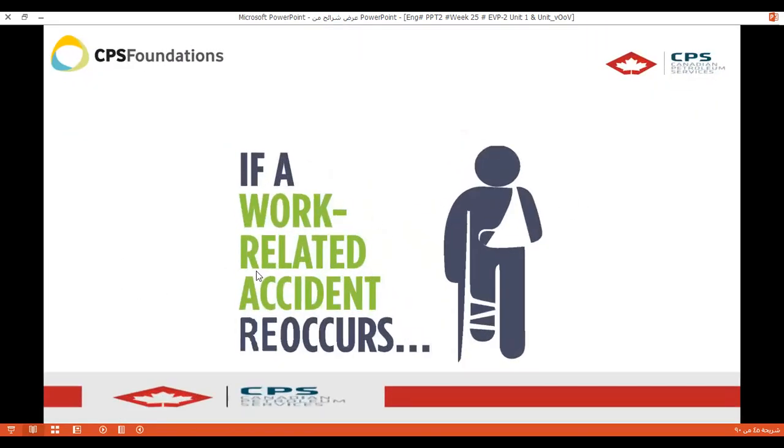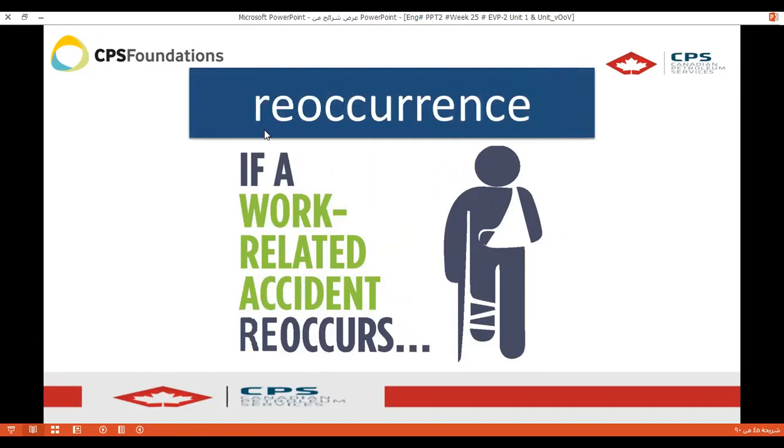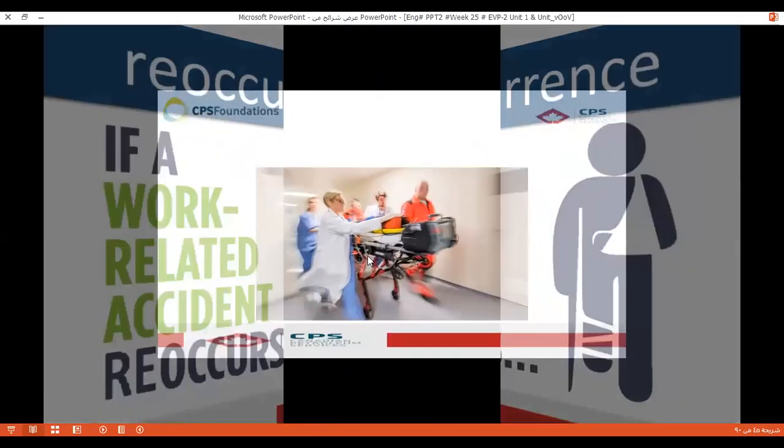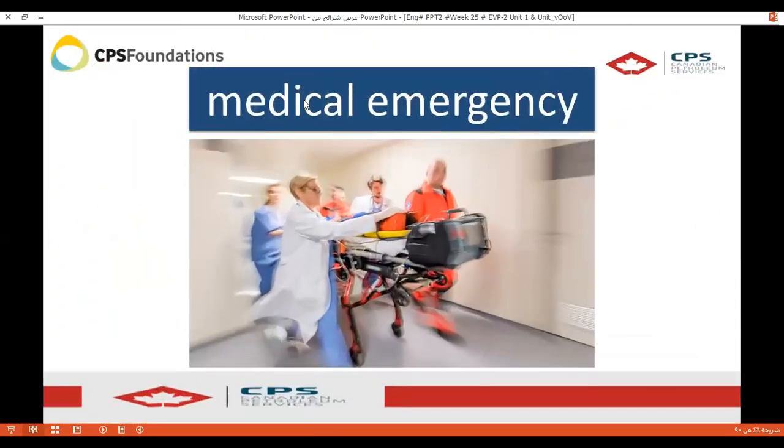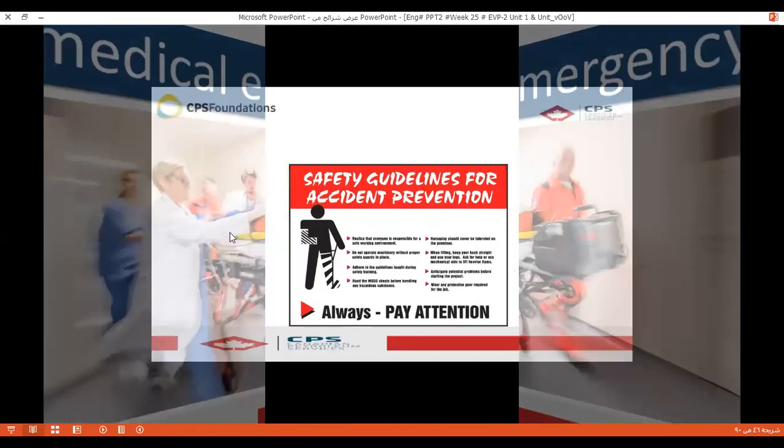If a work-related accident happens again and again and again, we call this reoccurrence. It means repetition of the same accident. This accident happens again and again. And when there is a high reoccurrence of an accident, it means there is a problem and we have to fix it. Reoccurrence. Again, we said this is an emergency, a medical emergency.